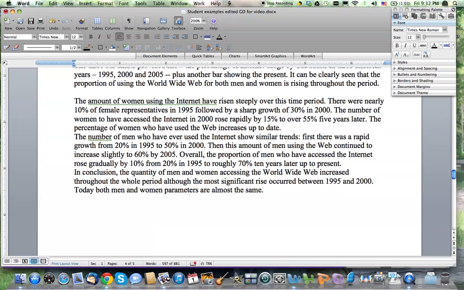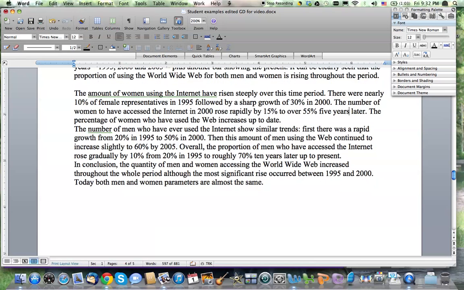It seems like we're missing something, or the preposition is wrong here. I guess that's okay. The percentage of women who have used the web increases up to date. Let's say this is continuing to increase. There we go. Looks like we have a new paragraph here.